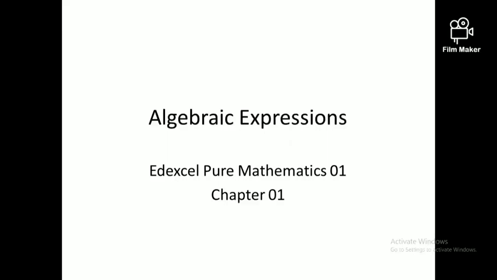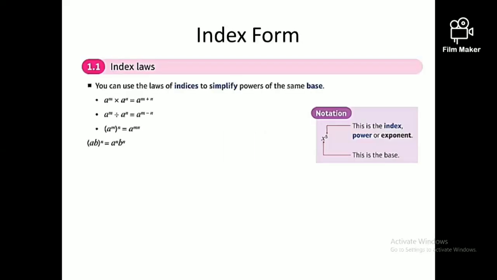Today, our topic is to learn about algebraic expressions. This is the first chapter of the Algebraic Pure Mathematics 1 textbook. Initially, we need to understand the index form of a number. For example, if you get x to the power 5, we know that x is the base, and 5 is the power or index, or we call it the exponent.